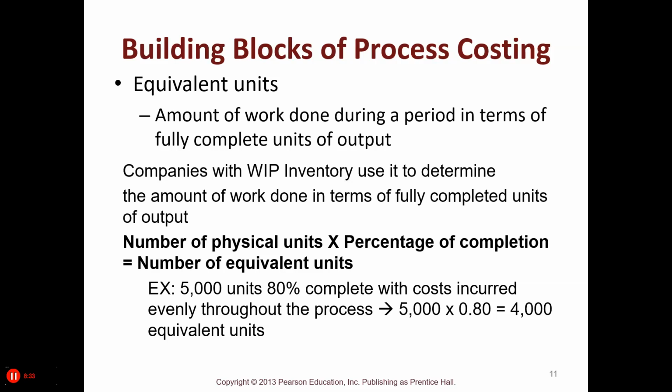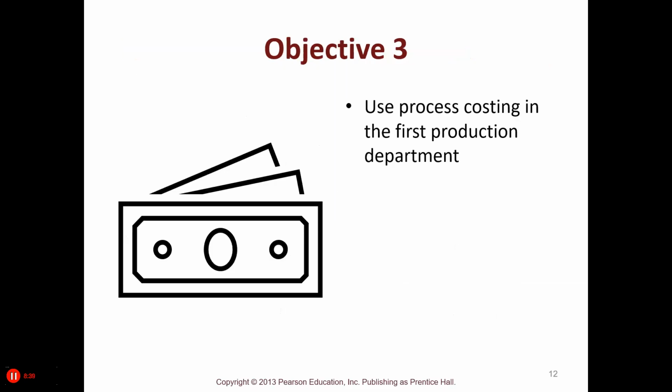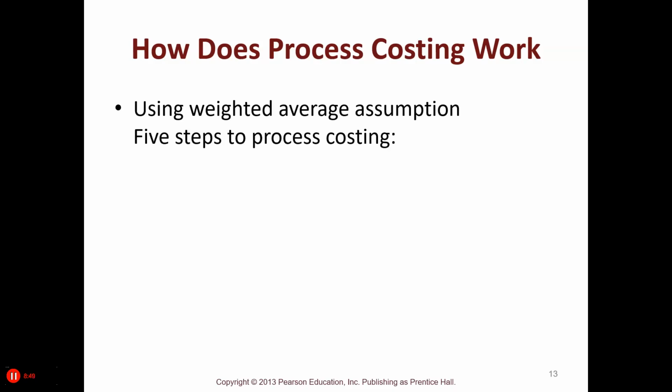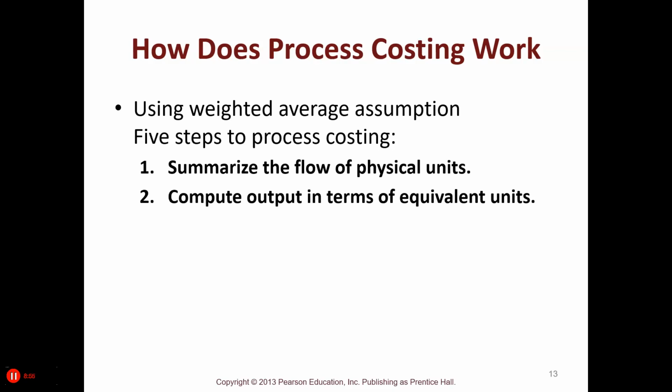So now let's look at determining equivalent units. Here are our 5 steps, and we'll go through all 5 of these in part 2. But in this case, what we're trying to do is summarize the flow of physical units and compute output in terms of equivalent units. That's what we're going to work on in this part.